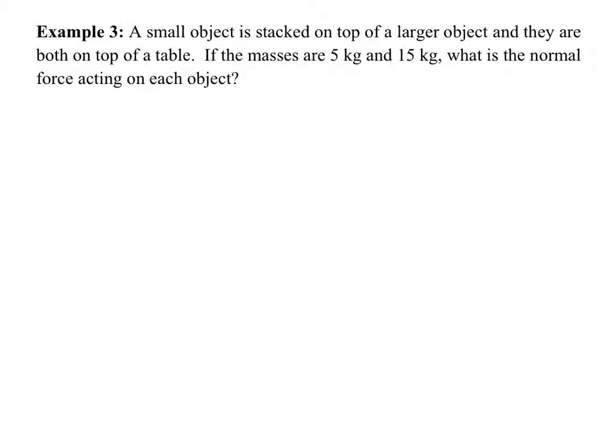So, a small object is stacked on top of a larger object, and they are both on a table. If the masses are 5 and 15, obviously the small one is 5, the large is 15. We're assuming constant density. What is the normal force acting on each of the two objects? On each of them, so not individually. Not together. So what do we do for a problem like this? What's the first step you might choose to begin with?